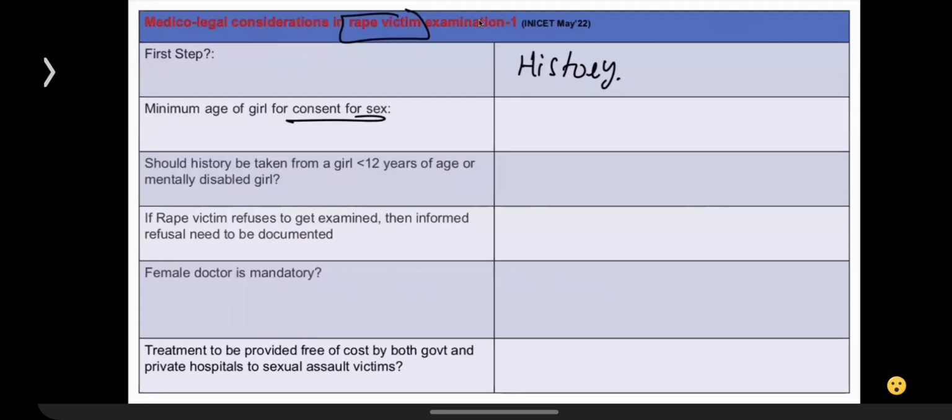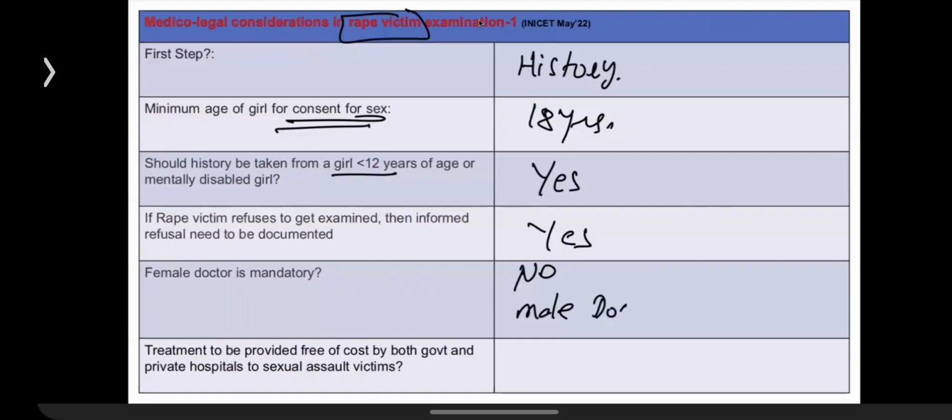The minimum age at which a girl can give consent for sex is 18 years. Should history be taken from a girl below 12 years? Yes or no? History should be taken from everyone. I'm not talking about consent, but about history. If the rape victim refuses to get examined, does informed refusal need to be documented? Yes. Is a female doctor mandatory? No. Even a male doctor can examine in the presence of a female attendant. Is treatment to be provided free of cost? Yes.